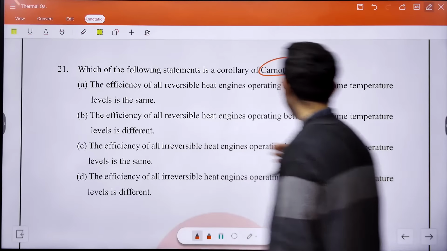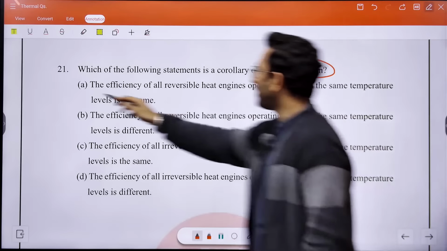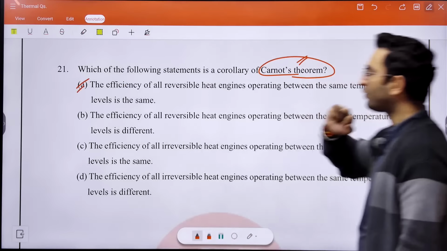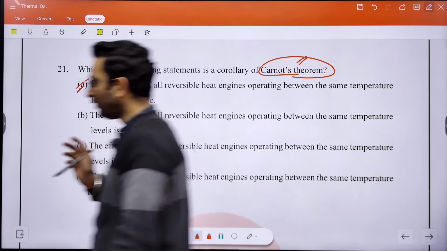So which one is the correct answer? Option number A. Yes, option number A will be the correct answer here in this case. So that's a simple case. Option number A.